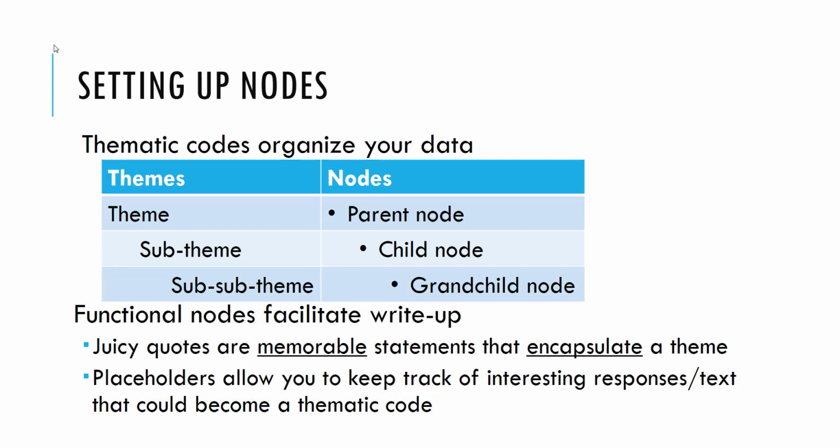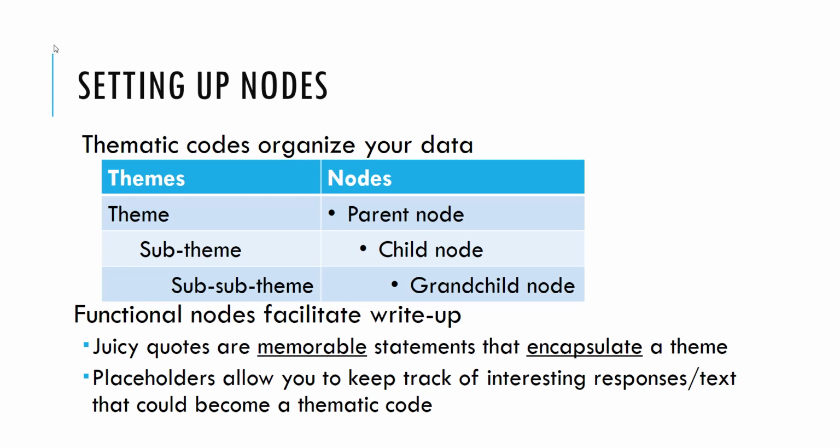In addition to having these thematic nodes that keep track of the themes you're finding in your data, I also like to have what I call functional nodes, because these will help facilitate your write-up. For instance, there's the juicy quote node. These are memorable statements that encapsulate your theme. When you're putting together that paper or poster and you're wondering, what was that thing that one person said that was really great? Instead of looking through hundreds of pages of data, keep track of it. Code it in your NVivo file. Then when you're getting your results, you just click on the node and you see all the interesting things that people said. They're designed to make your life easier.